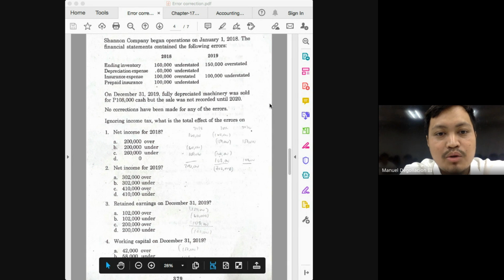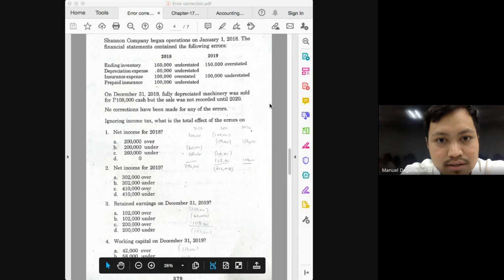So, what's the analysis now? The 160 will serve as our beginning inventory. If beginning inventory is understated, that means the goods available for sale is understated. If the goods available for sale is understated, cost of goods sold would be understated. If cost of goods sold is understated, that means net income would be overstated. So we have two overstatements now from both the beginning and the ending inventory.